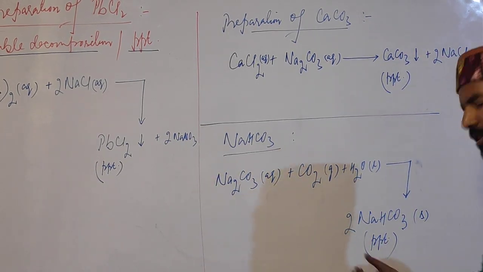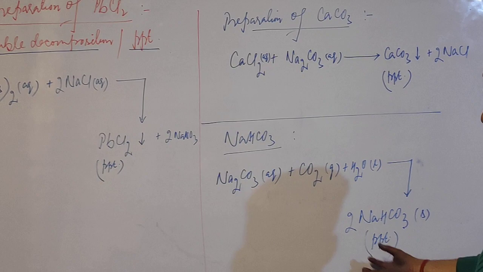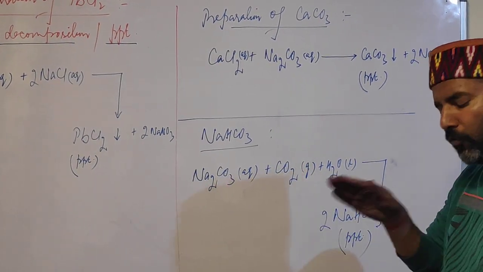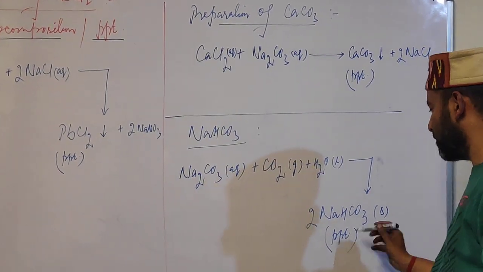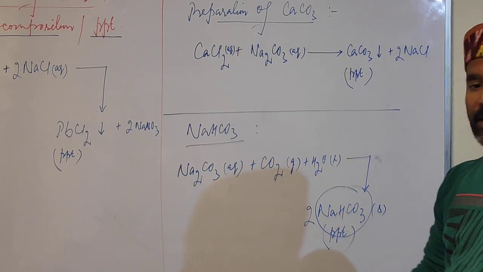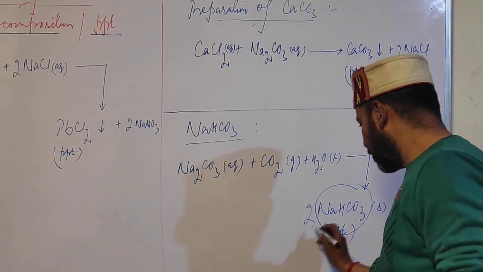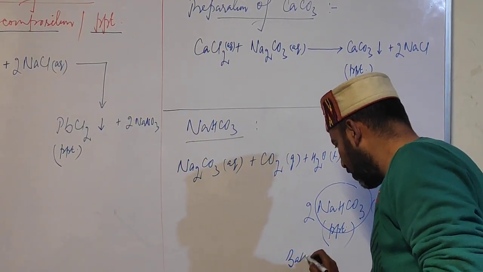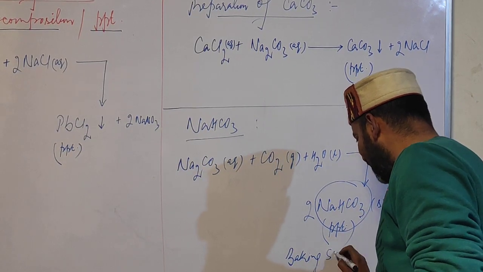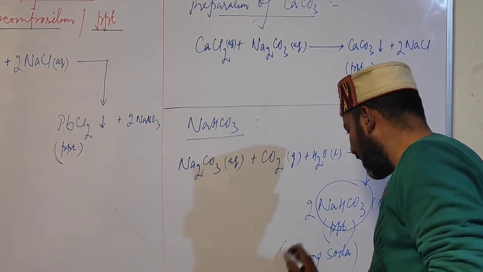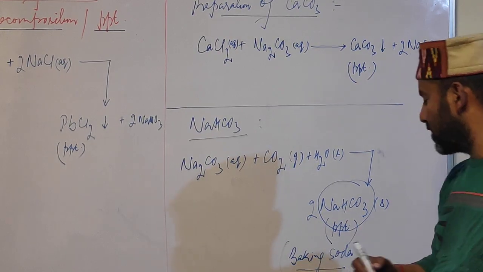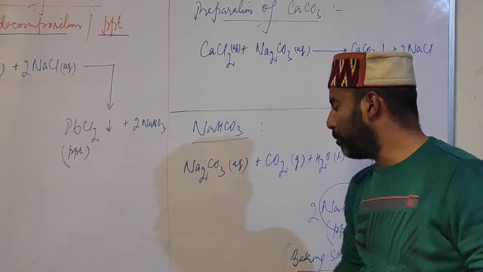The precipitate is then washed with water and then dried between folds of filter paper to obtain sodium bicarbonate. Now students, commonly this sodium bicarbonate is called baking soda, and this baking soda is a constituent of baking powder.